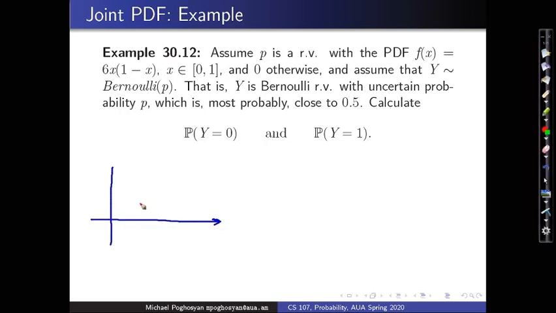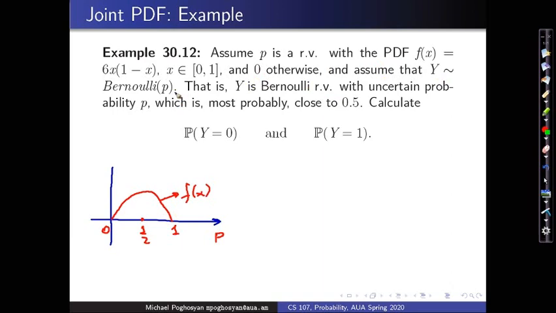So what I have here, I'm drawing that PDF. This is 0, this is 1, this is 1 over 2. So this is f of x, the PDF of p. Most probably p is around that 1 over 2, but it can be anything from 0 to 1. And the PDF is 0 otherwise.